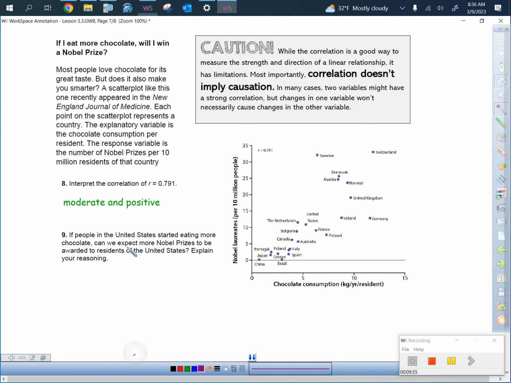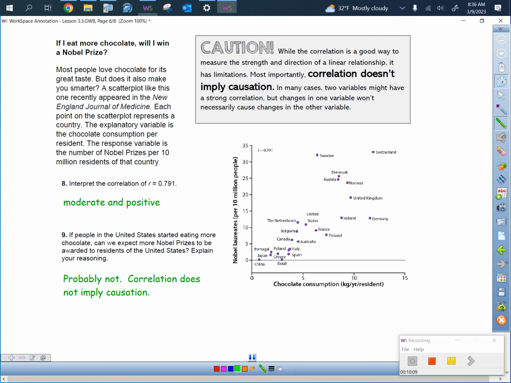And then, if people in the U.S. started eating more chocolate, can we expect more Nobel Prizes to be awarded? What do you think? If we eat more chocolate, do we win the Nobel Prize? Yes or no? I would say probably not. You know why? Because correlation does not imply causation, is the moral of that story. Just because there's a correlation between those two things that we studied, that does not mean that eating chocolate is going to cause us to get smarter.